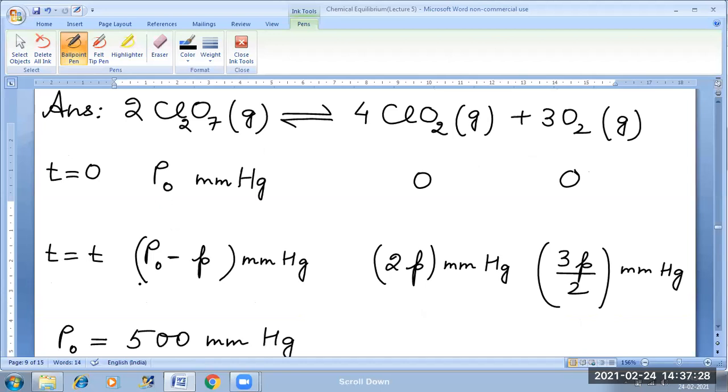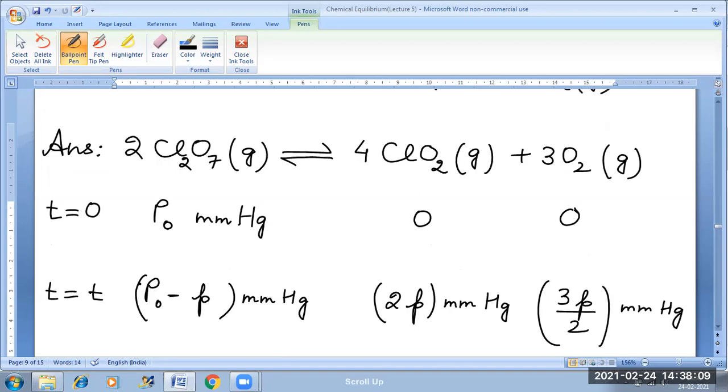After some time, equilibrium is established. So I can write in this manner, that at T equal to t, I am left with P naught minus p mmHg of Cl2O7, where small p indicates how much of Cl2O7 has reacted. So small p mmHg of Cl2O7 has dissociated. And because small p mmHg has dissociated, I should get 2p mmHg of ClO2.